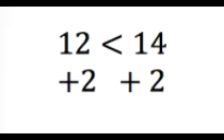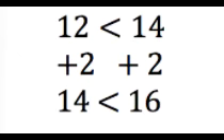Let's try it out. Here I'm going to add 2 to both sides of this inequality. Does it stay true? Adding 2 to the 12 on the left side gives me 14, and adding 2 to the 14 on the right side gives me 16. Is the resulting statement true? Is 14 less than 16? Yes, it is. It looks like adding the same number to both sides of an inequality keeps it true.